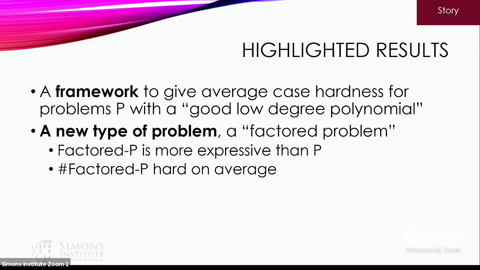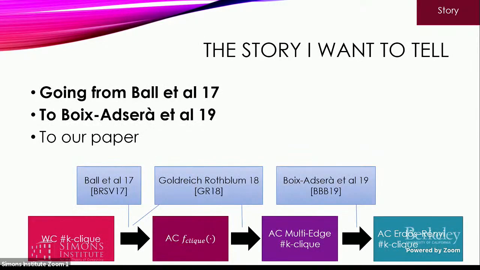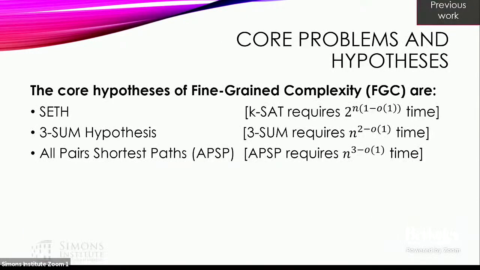In the process of getting here, I want to tell you a bit of a story. And that story is about how you go from this paper of Volatile in 2017 to Boandasar et al. 2019 to our paper. And this paper is going to focus a lot on the zero k-clique problem. But especially in order to explain some of this Volatile work, I'm going to define some of the problems of fine-grained complexity that we care about.